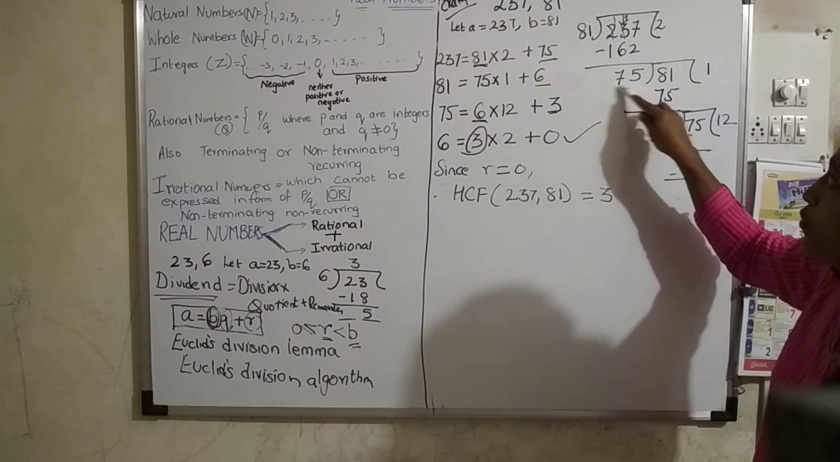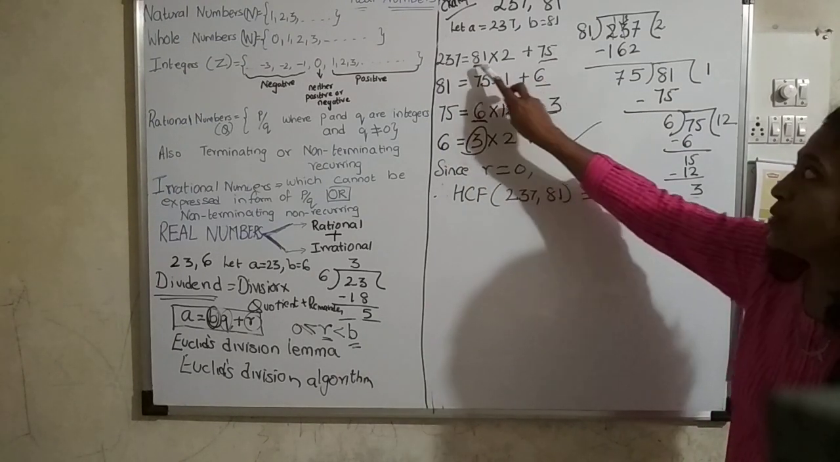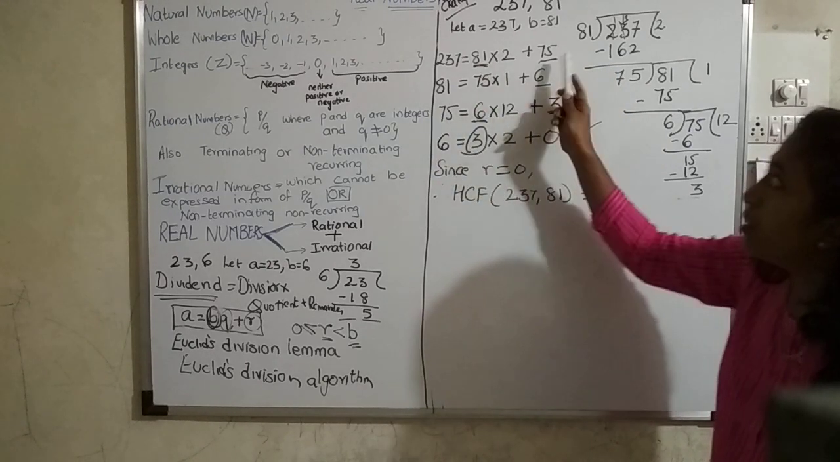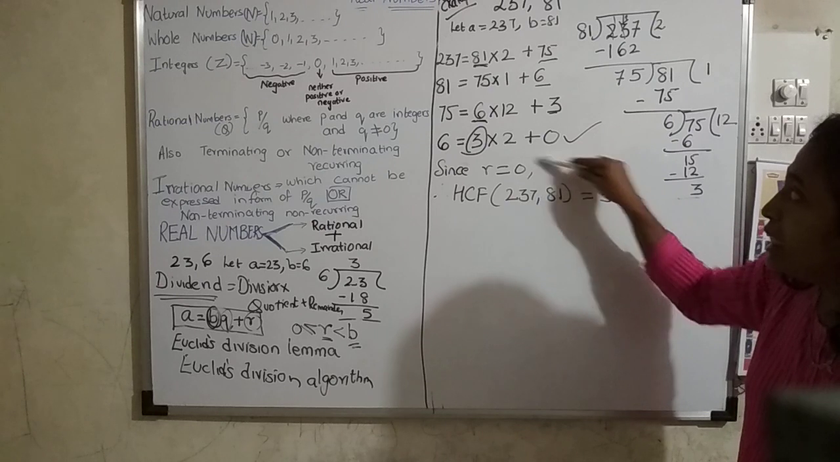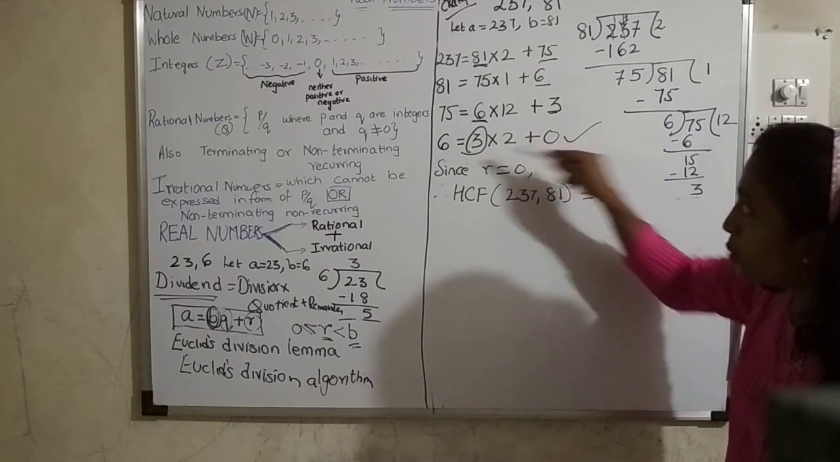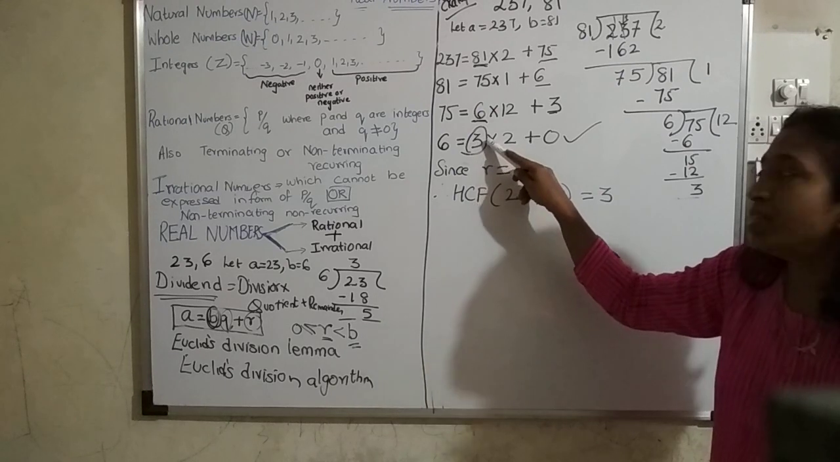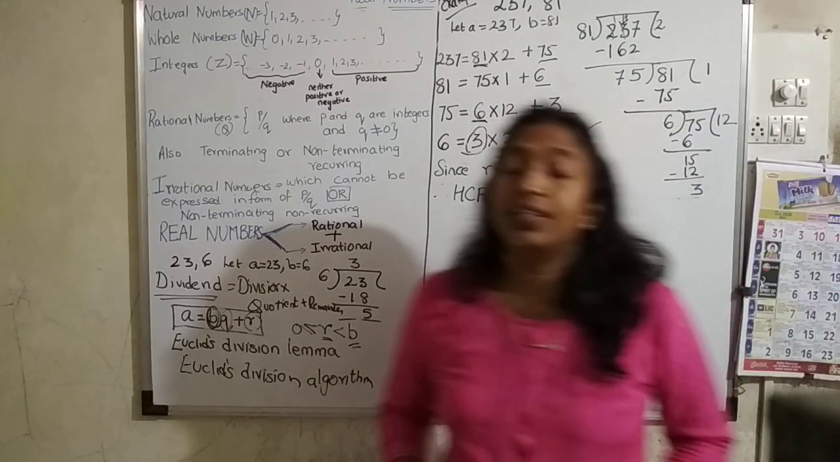So in this 237, 81 I have divided. As I divide, the first step I have written: 237 equals 81 into 2 plus 75. So 81 is the divisor, 2 is the quotient. Then again 81 becomes the dividend, the remainder becomes the divisor, and so on till r is 0. As r is 0, you have to look out for the divisor. Students usually make the mistake of taking 2 or 3. So remember, the divisor is the HCF.